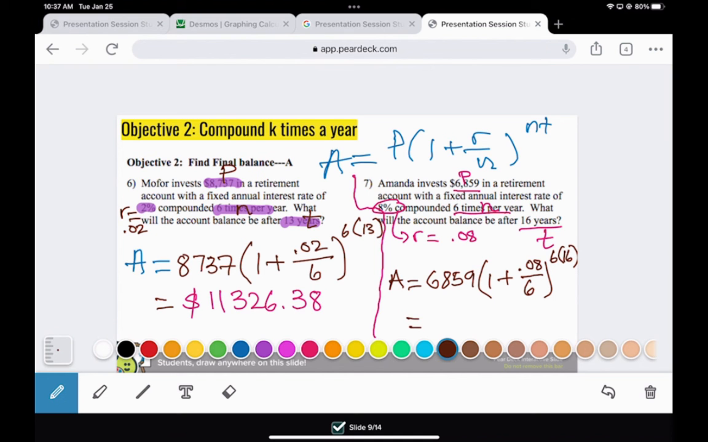Practice, type this in your calculator or use your Chromebook and type in Desmos and see what you have. And we're going to check in. 1 plus 0.08 over 6, 6 times 16. $24,461.57.